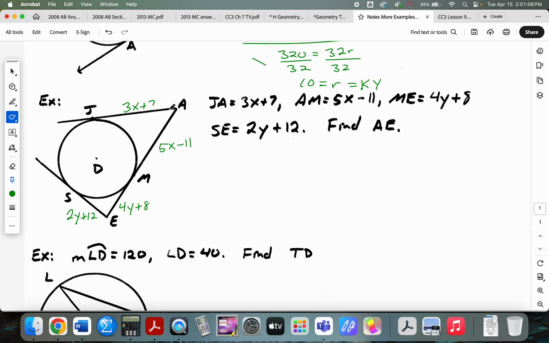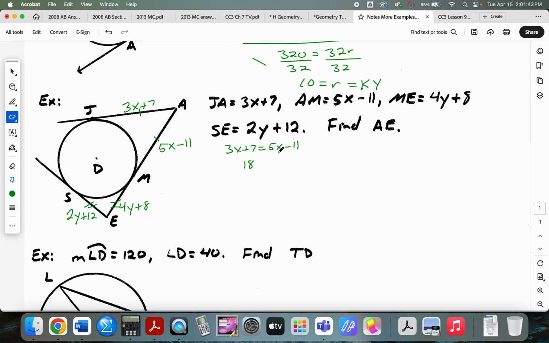Okay, one of our theorems tells us that when we have segments drawn from an exterior point to 2 points of tangency, those two segments are congruent to one another. So JA and MA are congruent to one another. And over here, SE and ME are congruent to one another. So we know that 3x plus 7 is equal to 5x minus 11.